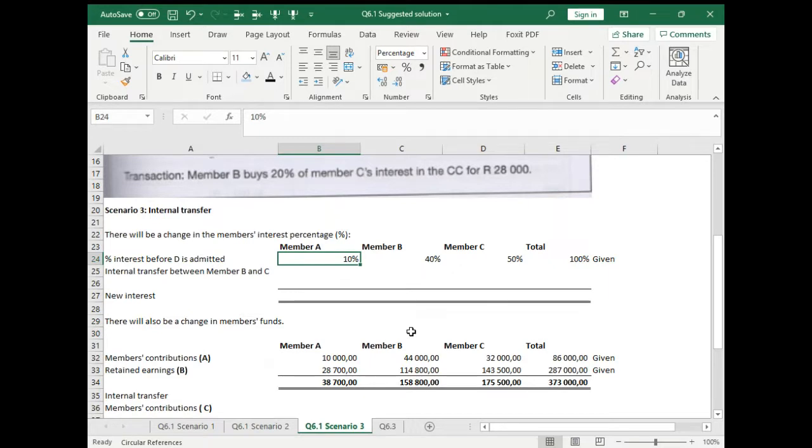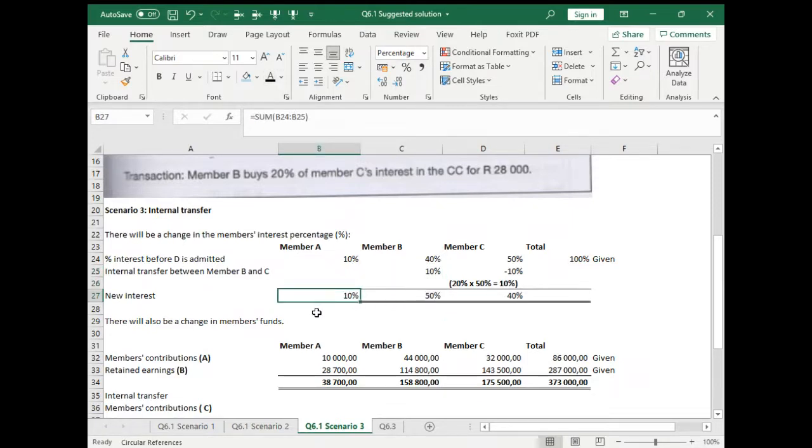Now we said member B buys 20% of member C's interest. So member C is basically disposing of 10% of their interest in the business to member B. How I worked it out was that 20% of the 50, multiplied with 50, gives you the 10%. That means member C, after disposing of that portion to B, now only holds 40% in the business, whereas member B's interest holding increases to 50%. Member A stays exactly the same.